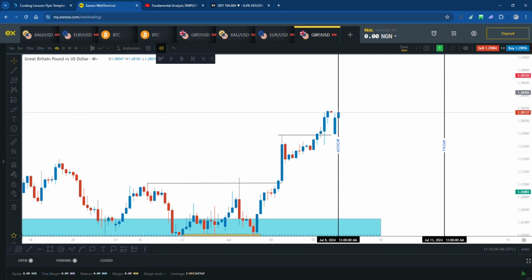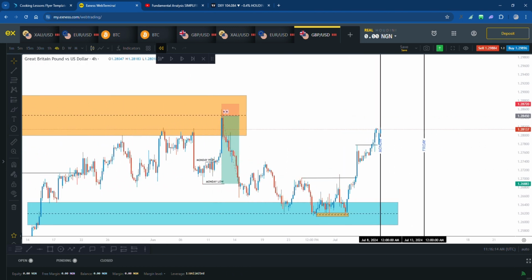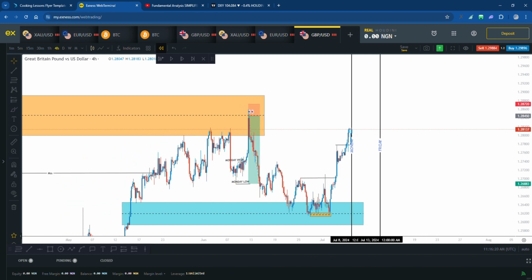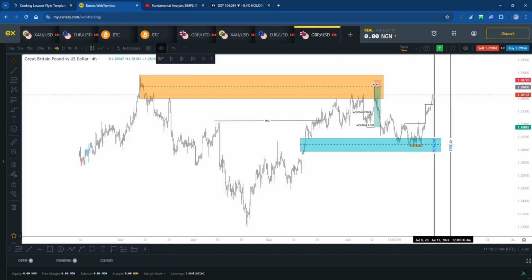The first thing you need to do is have an overall bias of where you think price might be heading for that week, right? After you have your overall bias, so far, right up until Monday of this week, this is what price has done. So this is a higher time frame. I think this is a daily bearish order block that rejected price, and price tapped into discount of this zone here.